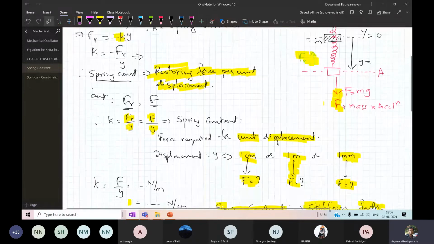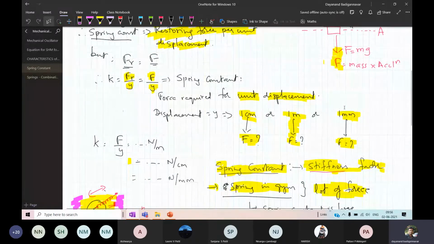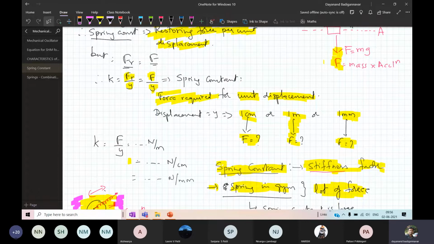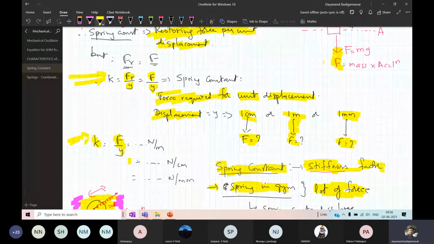You can also define it as the force applied. I have written here, it is the force required for unit displacement. Here K is equal to F by Y, or you can also define it as K is equal to Fr divided by Y, restoring force per unit displacement, or applied force per unit displacement. Why? Because the restoring force and the applied force are equal.